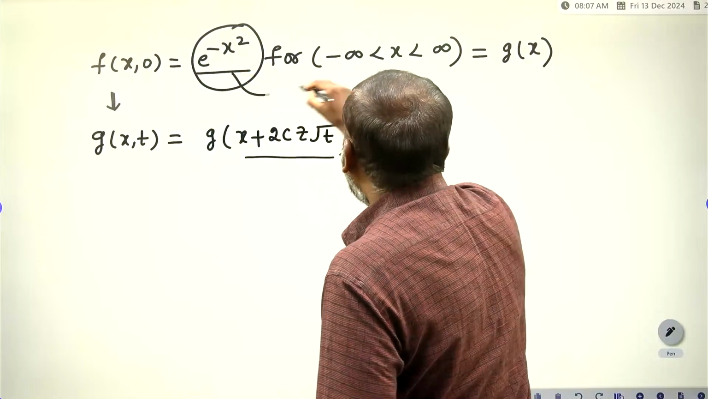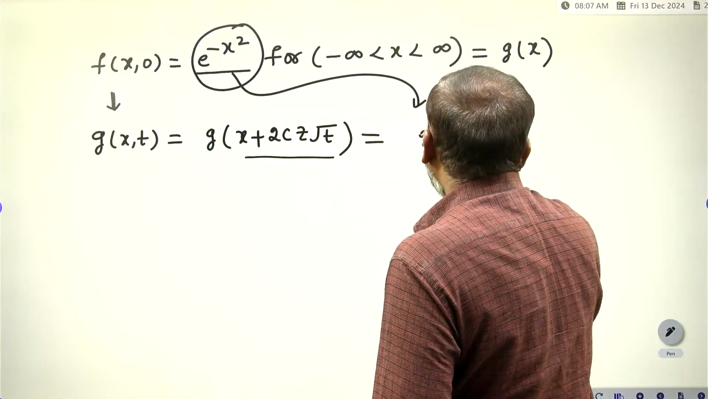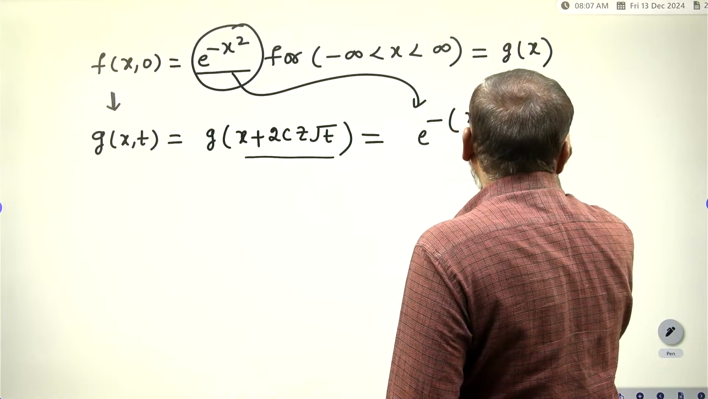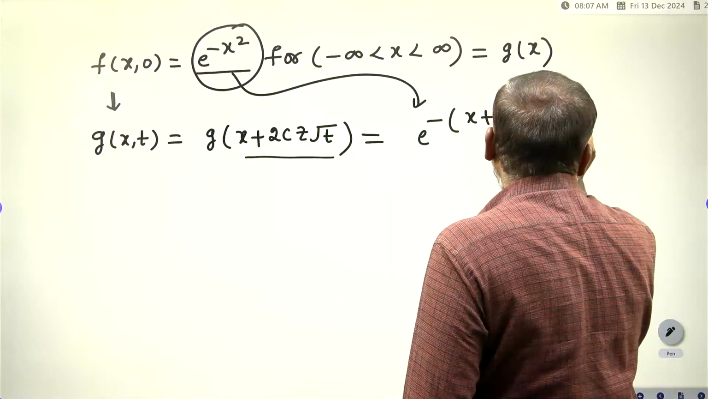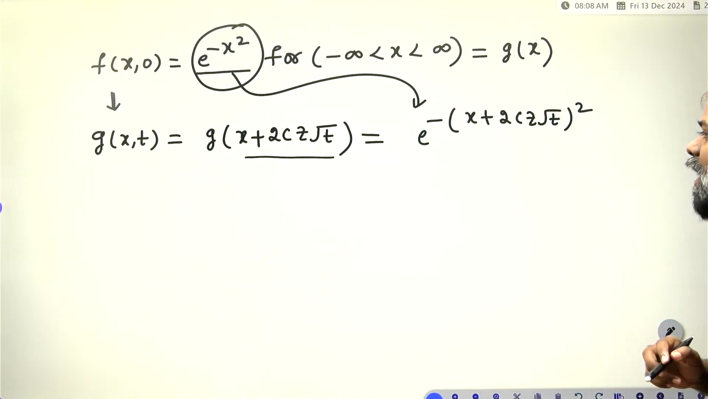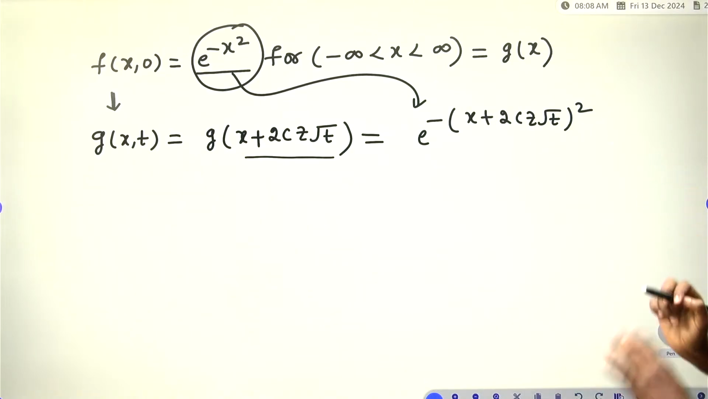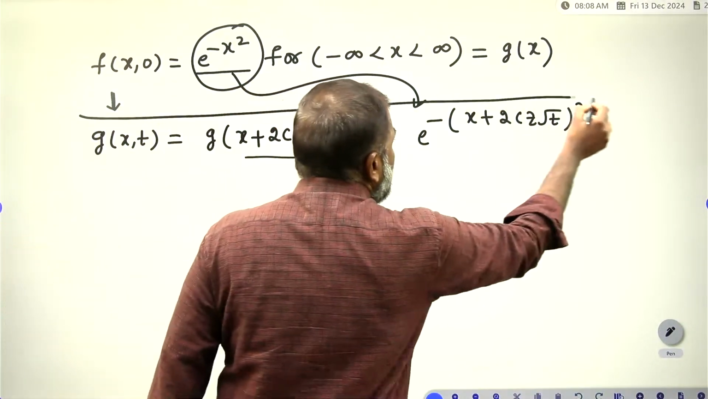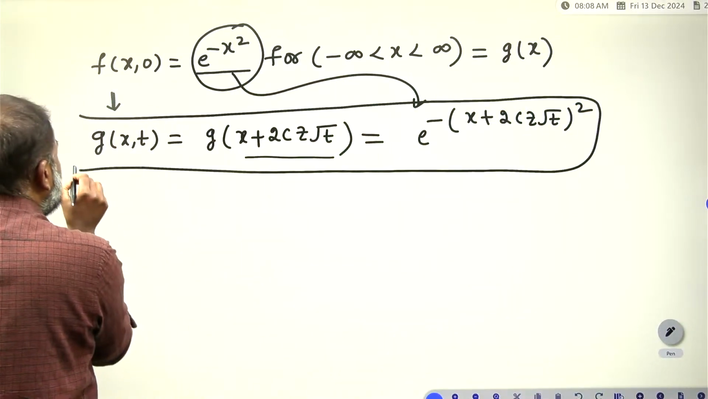So I have to write here e to the power of minus (x plus 2cz root t) whole square. So this is g of x comma t, one function I am defining in terms of t.